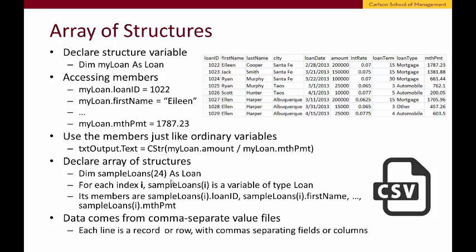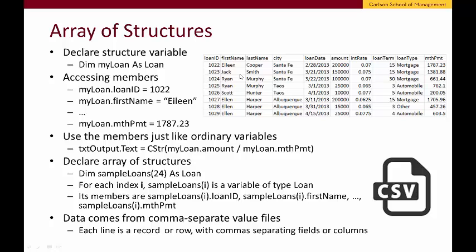Okay, and then providing the structure name as data type as loan. So Dim sampleLoans(24) As Loan is one such declaration. Essentially defining 25 loans or rows, each with its several attributes or columns defined in the loan data structure. We have 10 of them from loan ID to monthly payment: 0, 1, 2, 3, 4, 5, 6, 7, 8, I guess 9 of them, 10 of them, right?